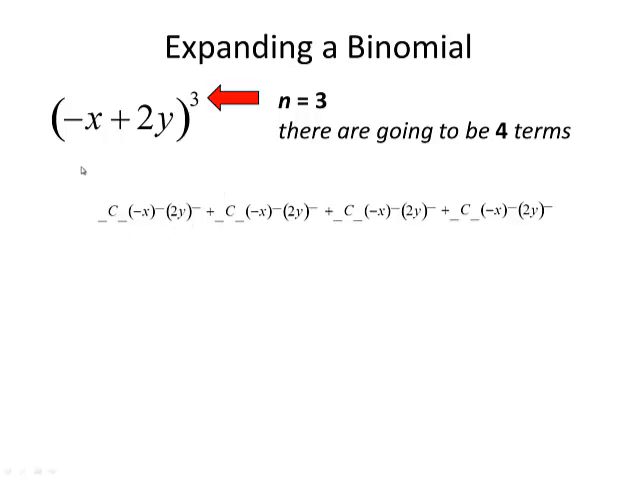So I'm going to write it out like this: negative x and a 2y, negative x, 2y, negative x, 2y, negative x, 2y. Now the exponents on the first term are going to be 3, 2, 1, 0, and on the second term 0, 1, 2, 3, going backwards. Now the coefficients will be 1, 3, 3, 1. And just cleaning this all up.